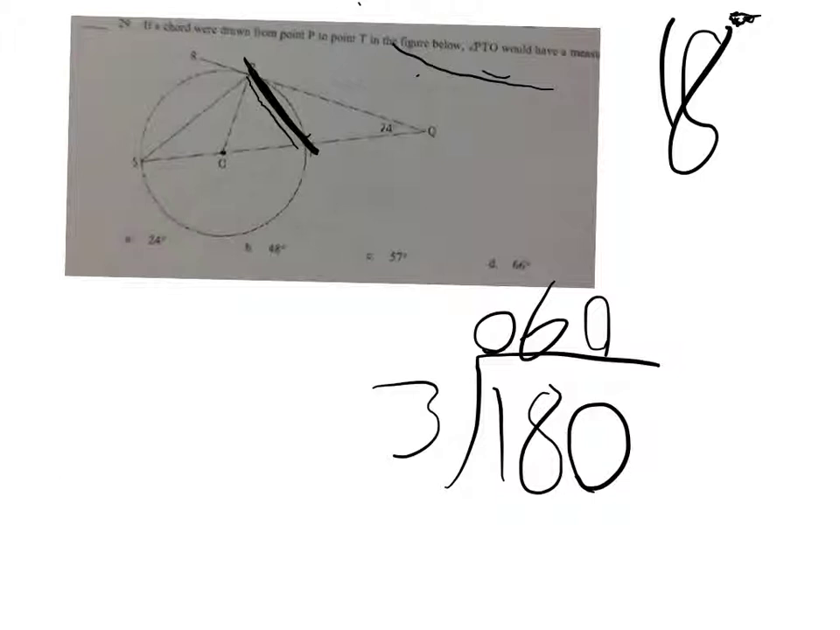If a chord were drawn from point P to T in the figure below, PT would have a measurement of what? So we're not trying to find out exactly what these ones are. We want to know what this one is. And make sure you draw your squares to show that you have a perpendicular angle, or 90-degree angle, and just on the other side of it as well.